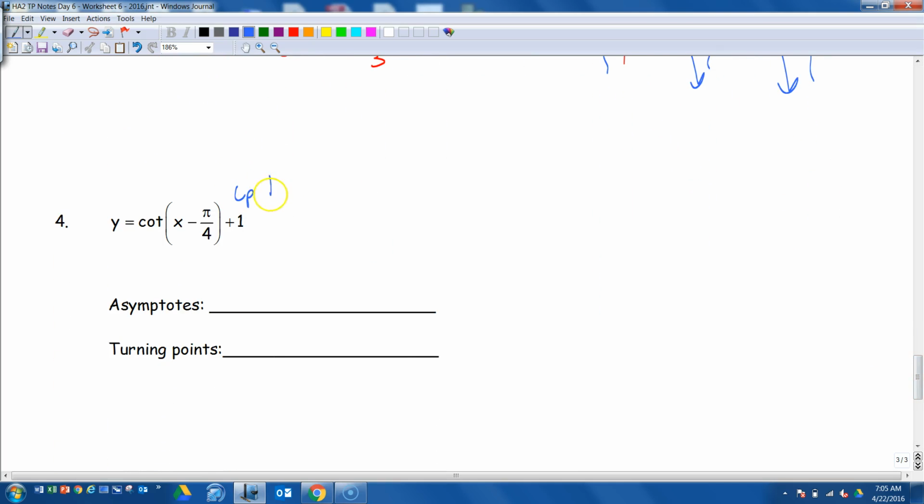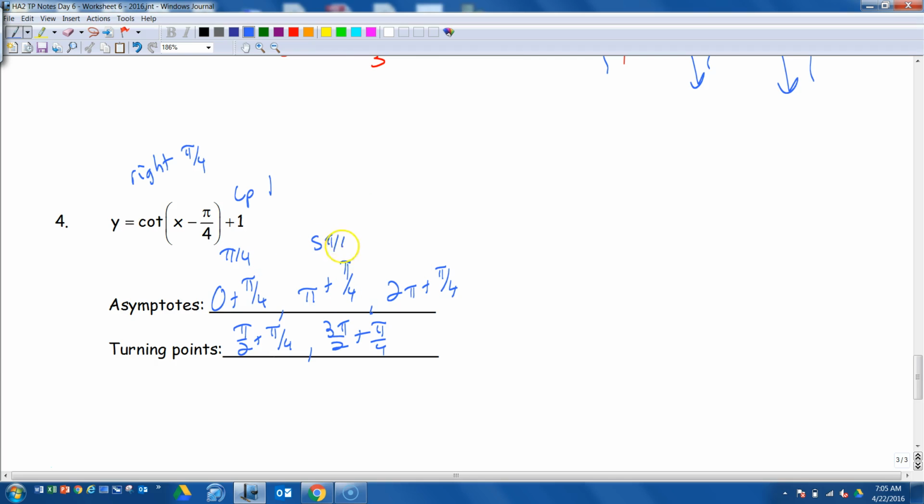This is up 1, and this is to the right for pi over 4. So the asymptotes again are at 0, pi, and 2 pi. But again, we're shifting it pi over 4 to the right, so we have to add that to every point we have. Pi over 2 plus pi over 4 for the turning point, and 3 pi over 2 plus pi over 4. So we get pi over 4, 5 pi over 4, 9 pi over 4. Down here we get 3 pi over 4 and 7 pi over 4.